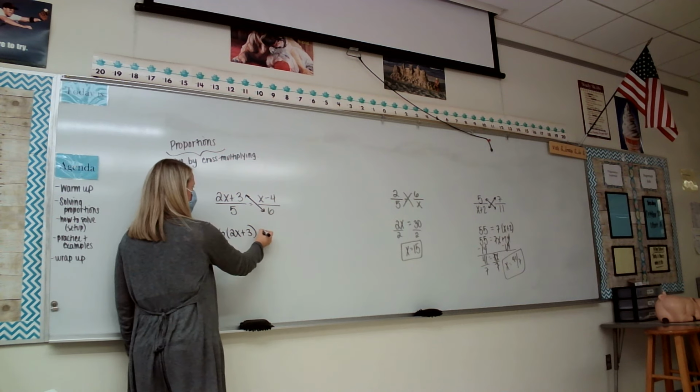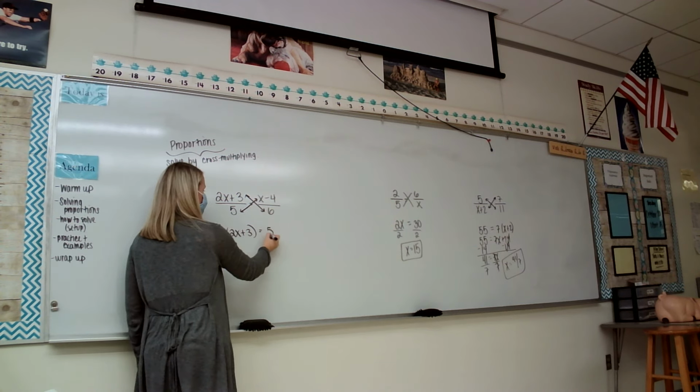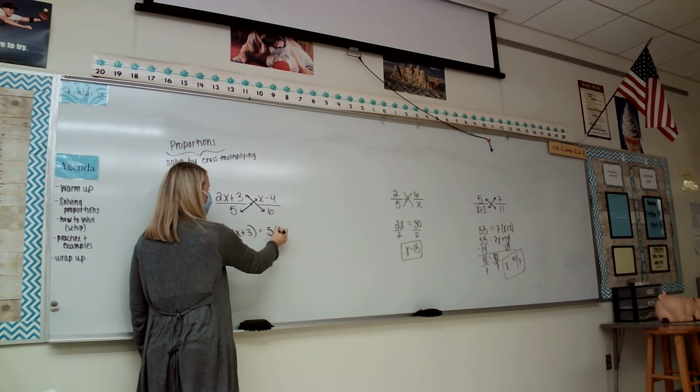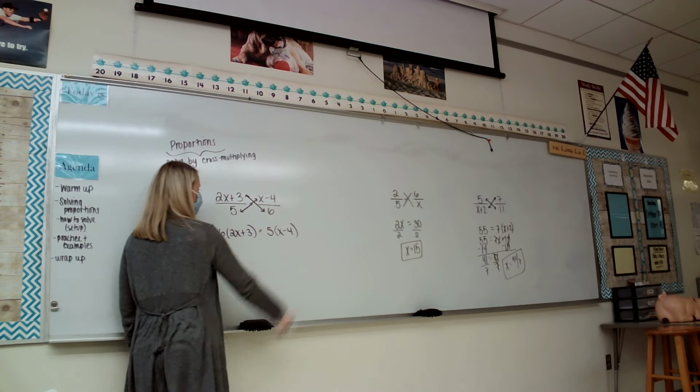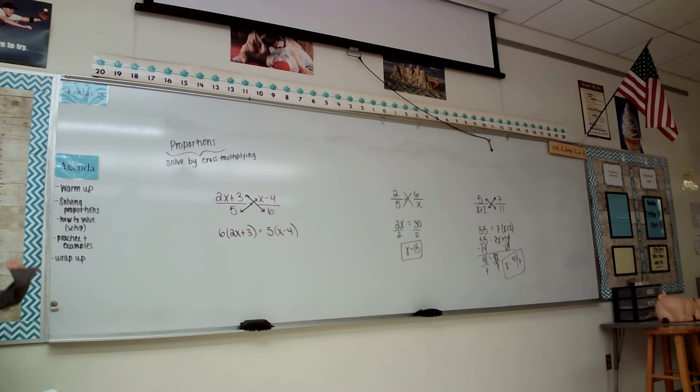Equal in the middle, cross the other way. Once again, if there's just a number by itself, I put that out in front. And then since we're multiplying it by an expression, I'm gonna put that in parentheses. Basically what's always gonna happen is you get an equation that should look familiar to us.